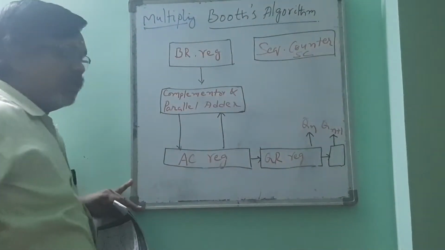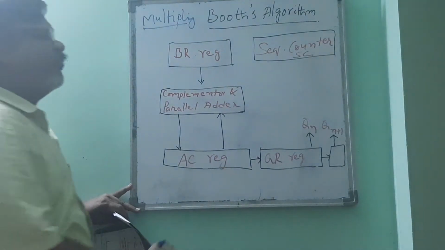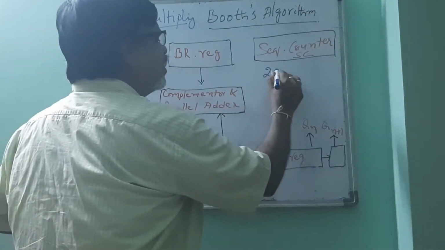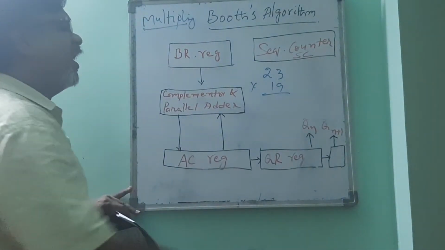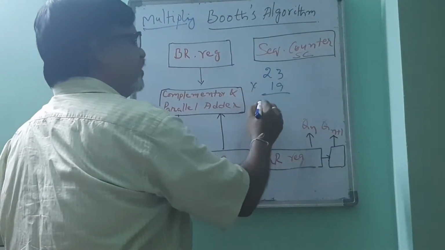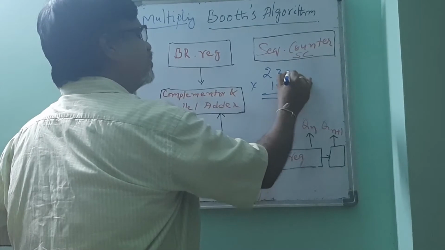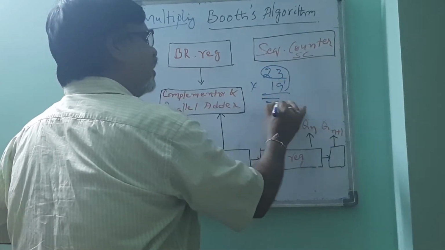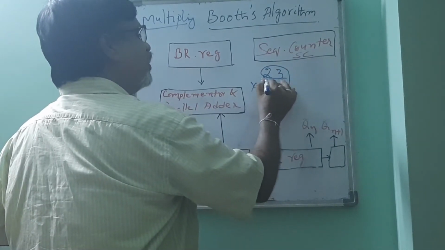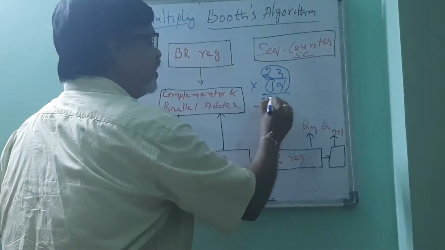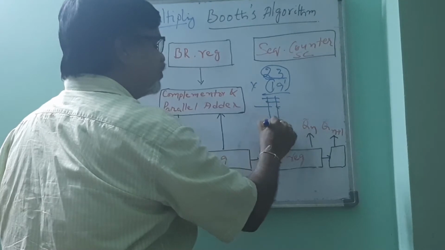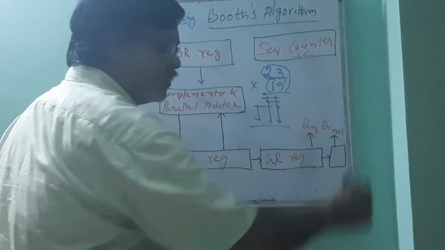There we discussed, by taking an example like 23 into 19, how it performs a normal arithmetic multiplication: multiplying 23 with 9 and writing it here, and multiplying 23 with 1 and writing it here by moving one position left, and then adding these two numbers. So whatever the result we get.